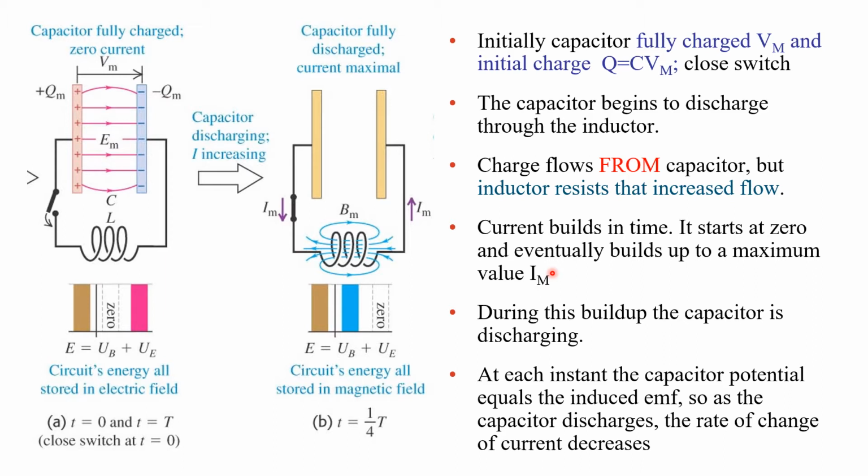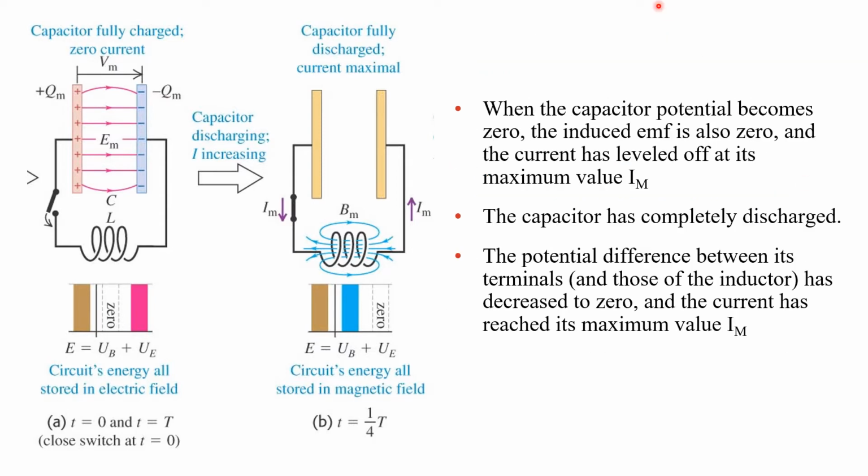During this build-up, the capacitor is discharging. So as your current is building up to maximum Im, your capacitor discharges. At each instant, the capacitor potential equals the induced EMF. So as the capacitor discharges, the rate of change of current also decreases. When the capacitor potential becomes 0, after fully discharging, the induced EMF is also 0, and the current has leveled off at its maximum value Im.